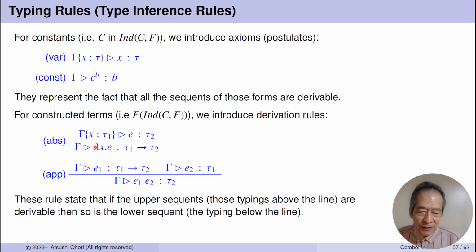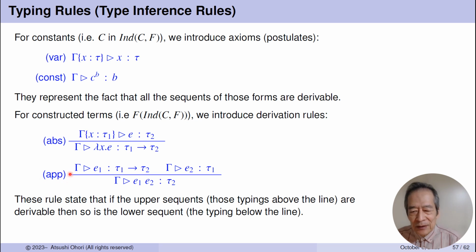So a function term has type tau1 arrow tau2 if the body has the result type under the assumption that this argument has the argument type. You can understand that it's quite a natural way of expressing the necessary condition for the function to have a typing, right? The same as application.